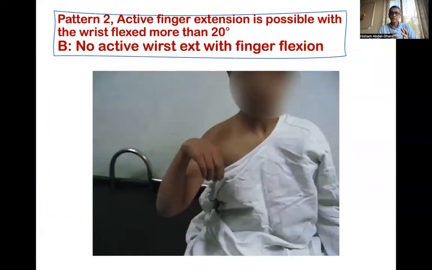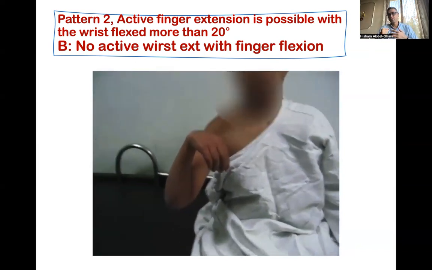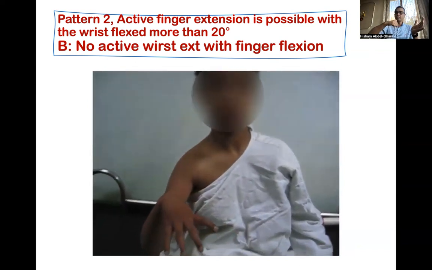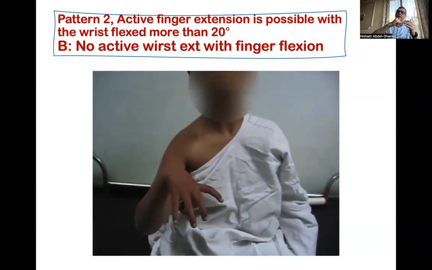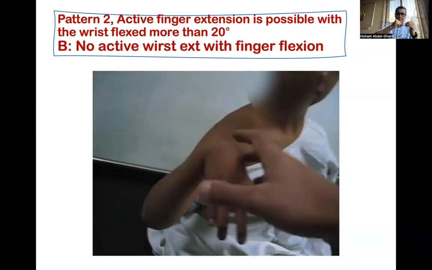Pattern 2B is the same. The patient can extend the fingers with wrist flexion more than 20 degrees, but cannot extend the wrist after flexion of the fingers. So flexion of the fingers does not add anything for the patient, and the patient cannot extend the wrist after flexion of the fingers.